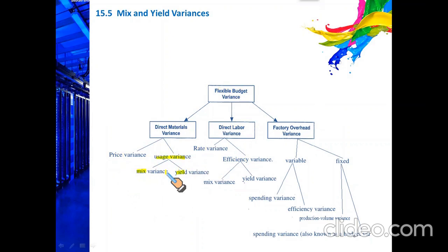Mix and yield, what do they actually mean? I will explain. Similarly, we have different types of labor, class 1, 2, or 3. We can replace one type of labor with another, and this would result in some variances called mix and yield. Remember, the overall material variance is split into price and usage. And it is the usage that is split into mix and yield. Labor usage is split into mix and yield. Material usage is split into mix and yield, right?